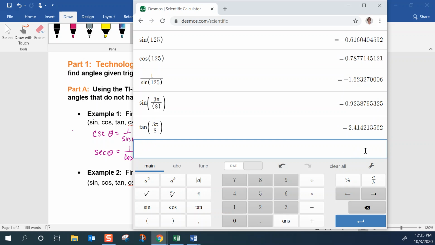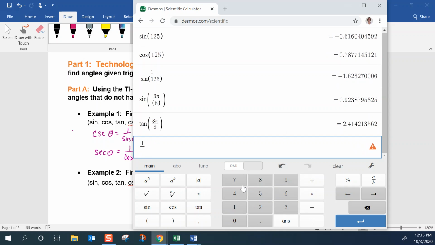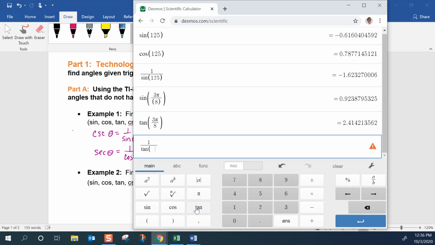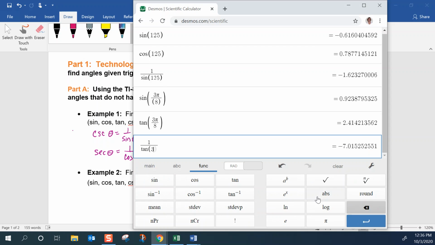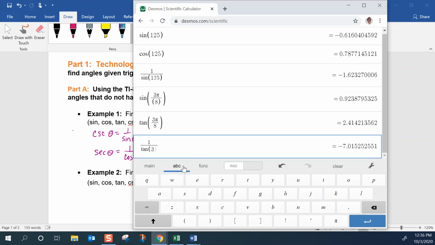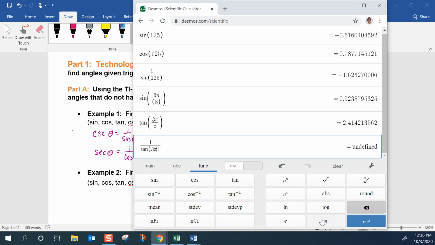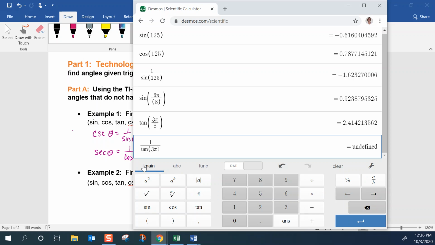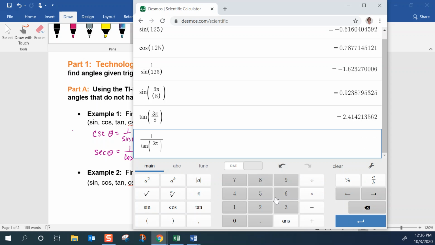And then if you want the cotangent, we have to take the reciprocal function, 1 divided by the tangent of 3 pi over 8. Where's my pi? There it is. 3 pi, back to main, divided by 8. And then arrow it over so you can get to the end there in parentheses. All right, so those are the sine, cosine, and tangent functions.